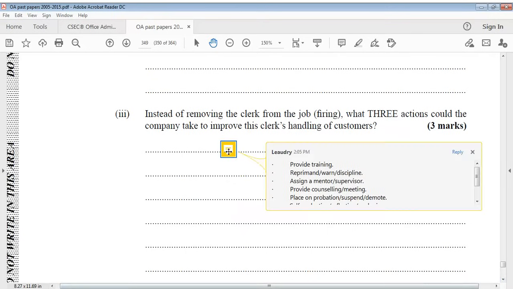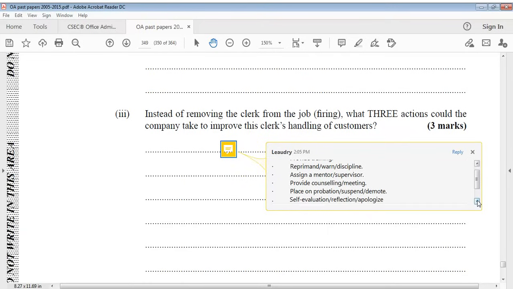All right. 1, the company could provide training. 2, it could reprimand or warn or discipline the clerk. 3, assign a mentor or supervisor. 4, provide counseling. 5, place on probation or suspend or demote. 6, self-evaluation or reflection or apologize.